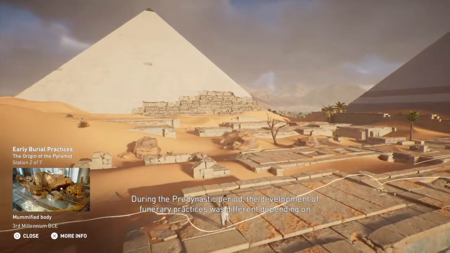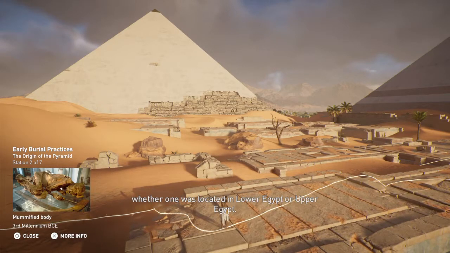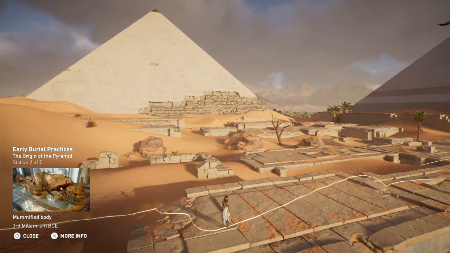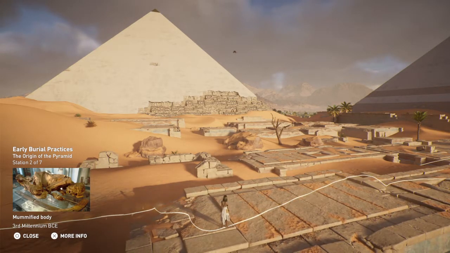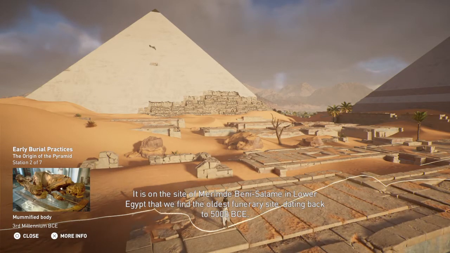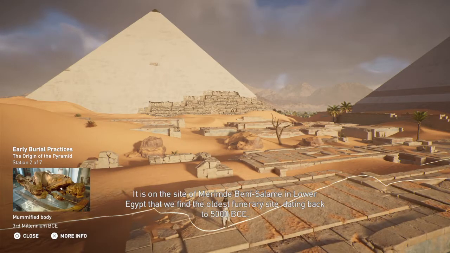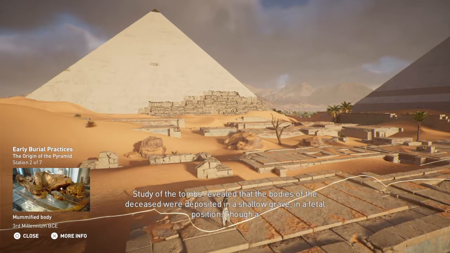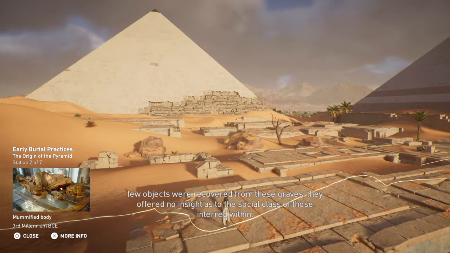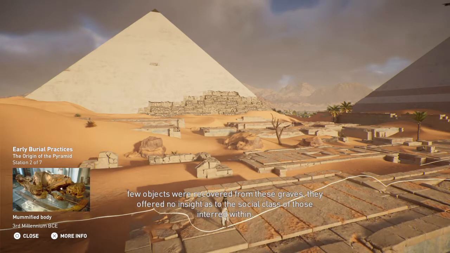During the pre-dynastic period, the development of funerary practices was different, depending on whether one was located in Lower Egypt or Upper Egypt. Well before the pyramid, there were burial pits. It is on the site of Merimde Beni Salome in Lower Egypt that we find the oldest funerary site, dating back to 5000 BCE. Study of the tombs revealed that the bodies of the deceased were deposited in a shallow grave in a fetal position. Though a few objects were recovered from these graves, they offered no insight as to the social class of those interred within.